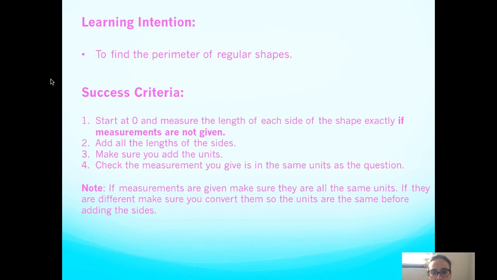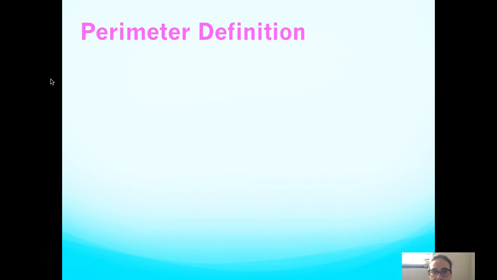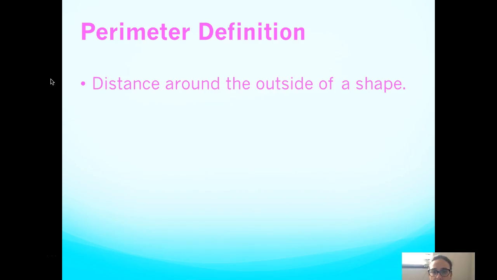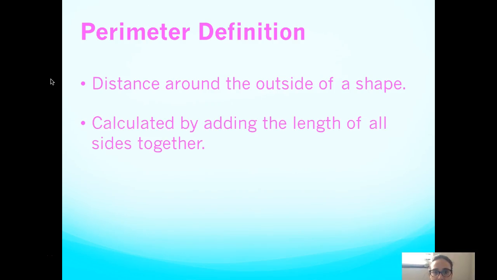Also, please note that if measurements are given, make sure they are all the same units. If they are different, make sure you convert them so the units are the same before adding the sides. So what is perimeter? Perimeter is the distance around the outside of the shape. It is calculated by adding the lengths of all the sides together.